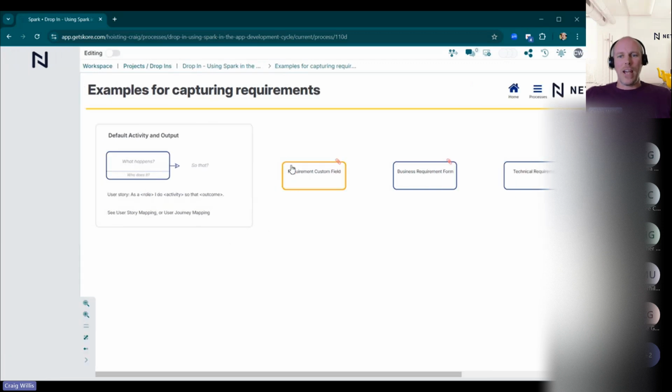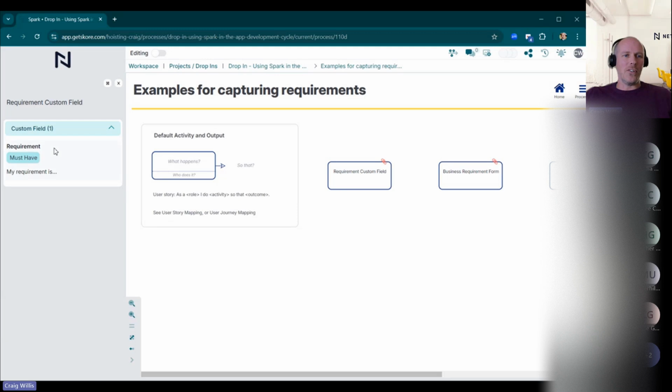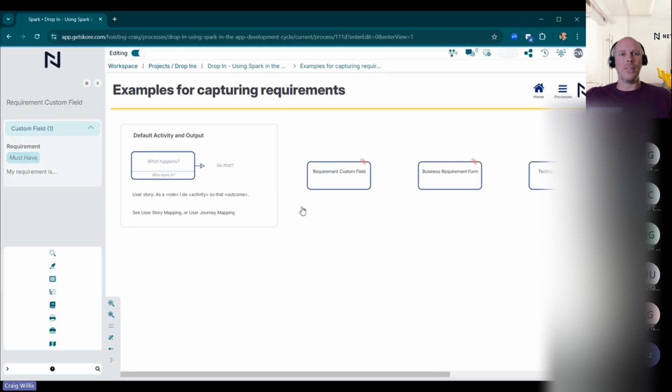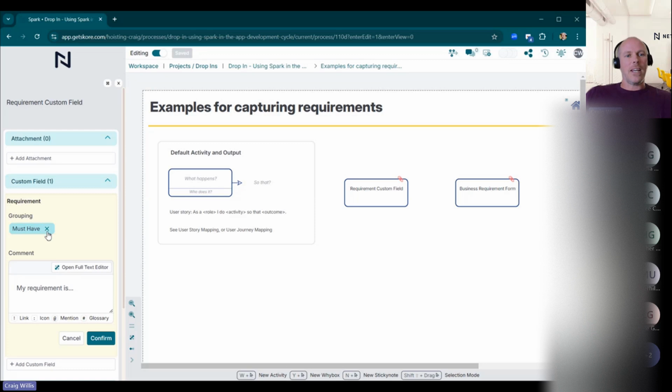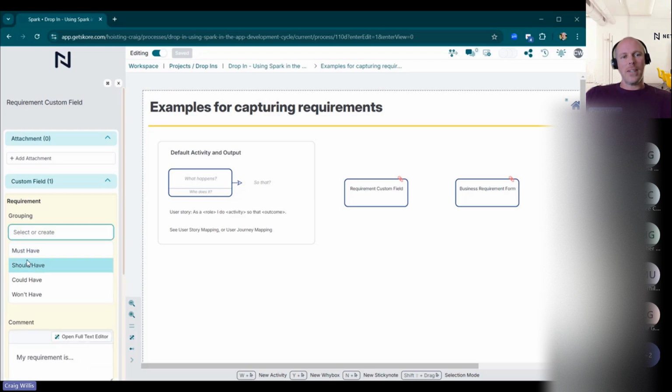Other common ways of capturing requirements: we've got using a custom field, which I'll drop into edit mode here just to show this. So I've got a very simple custom field. This is a very quick and easy way of doing it. I've worked with teams and captured requirements most commonly using this approach, because it's very, very quick. You attach the custom field against the activity. Here I've used the grouping to cover things using an approach like MoSCoW.